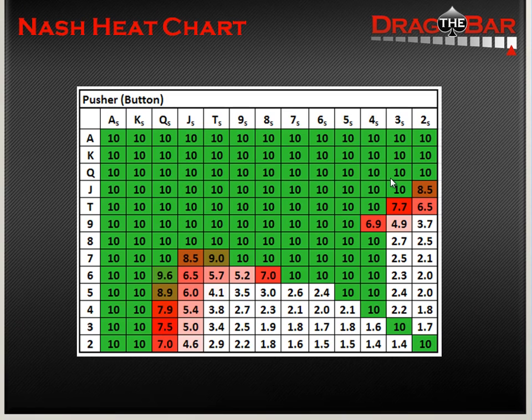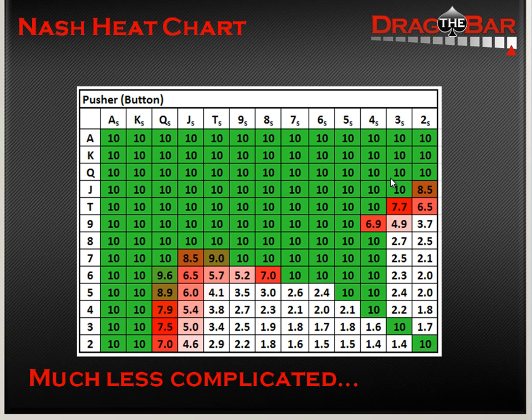Now let's take a look at the Nash chart in a different way. I call this a heat chart. I've taken the Nash chart and color coded it so that any hand that you can push for 10 big blinds is green, and any hand that you cannot push for 5 big blinds is white. Then there are a few red hands, which are hands that you can push for somewhere between 5 and 10 blinds. So this heat chart looks much less complicated. You can see there are huge areas of green and huge areas of white, and not too many red hands.